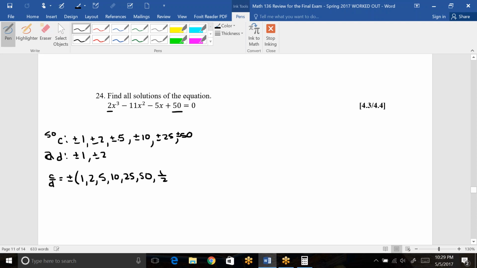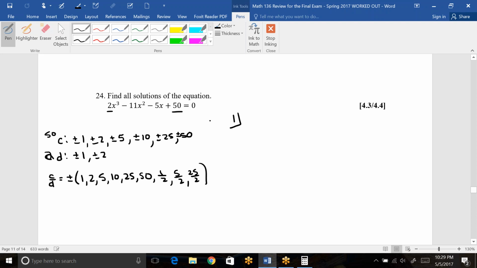2 over 2 is 1. 5 over 2 is new. 10 over 2 is 5. 25 over 2 is new. And 50 over 2 is 25. So once you come up with your list, remember these are all positives and negatives, we start trying synthetic division.